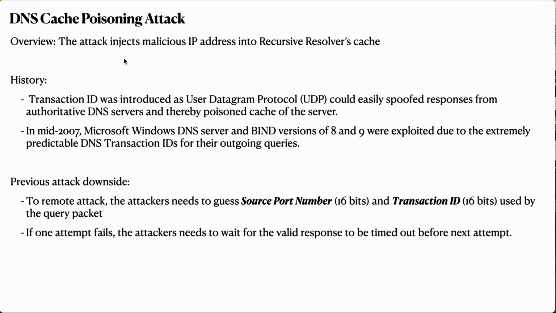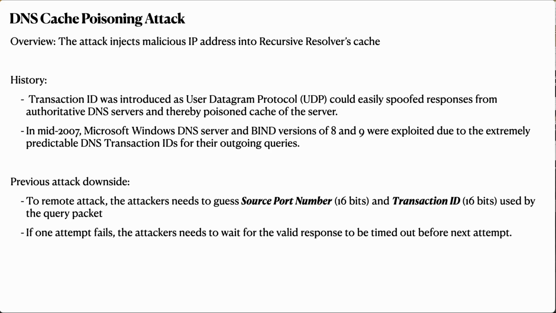The attack is trying to inject a malicious IP address into the recursive resolver's cache. History of this attack: the transaction ID was introduced because, with UDP, one could easily spoof the responses from the authoritative DNS server and thereby poison the cache of the server.